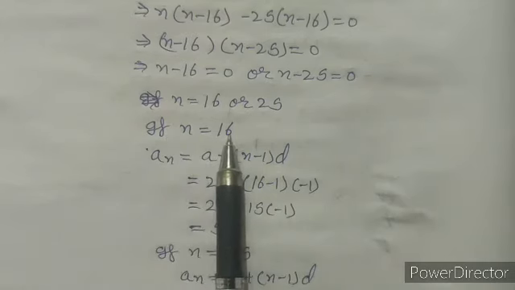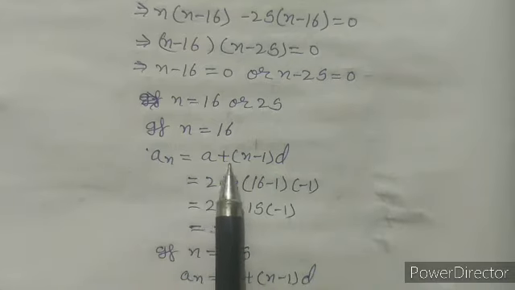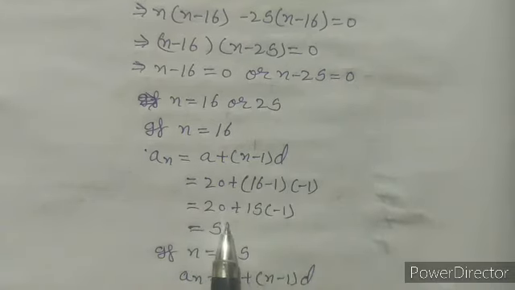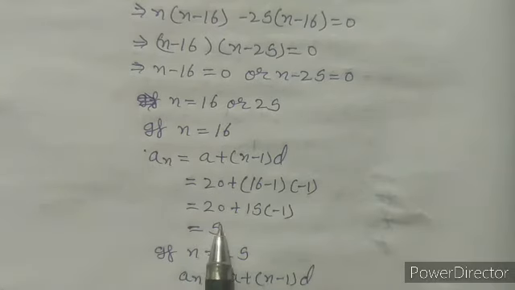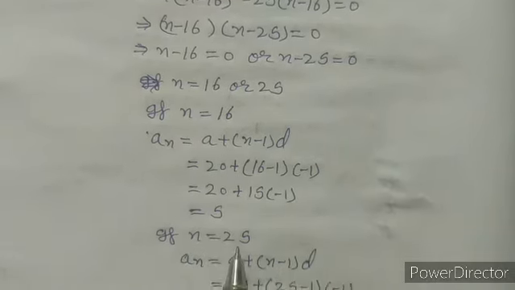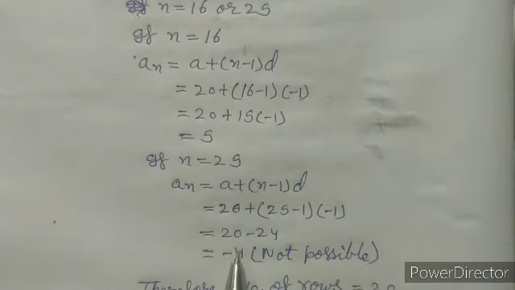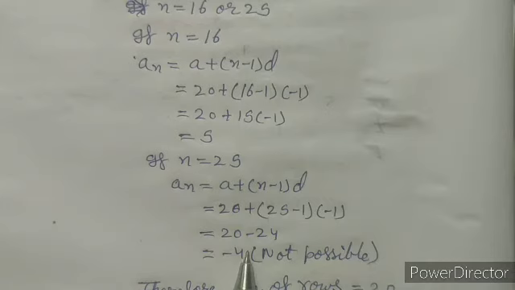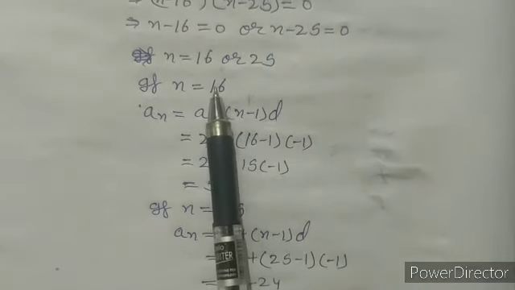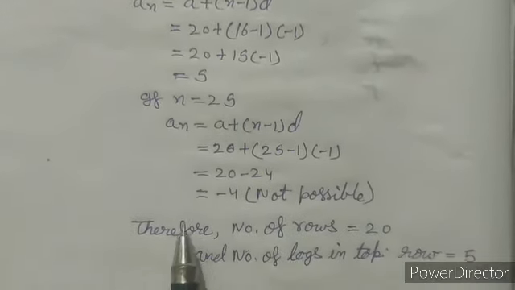Now if n is equal to 16, then an, that is a plus (n minus 1)d, will be equal to 5. an is the number of logs in the top row, and that is equal to 5 here. Now if n is equal to 25, then an will be equal to minus 4, which is not possible as the number of logs in the top row cannot be minus 4. Thus we can say that the number of rows is 16 and the number of logs in the top row is equal to 5.